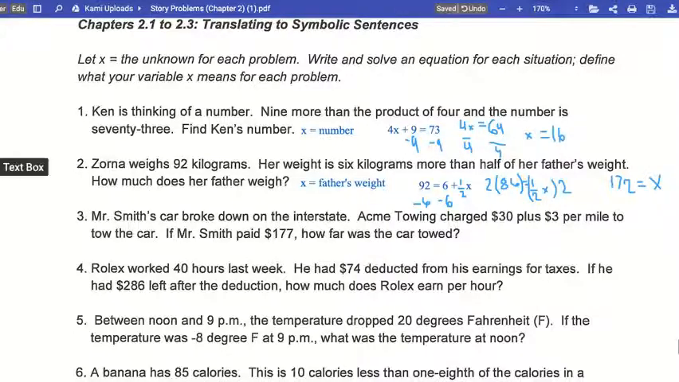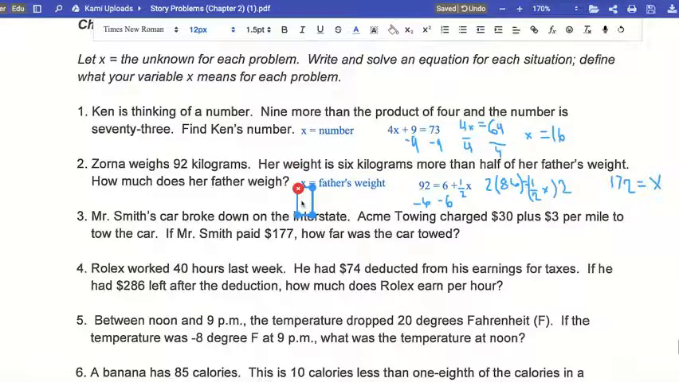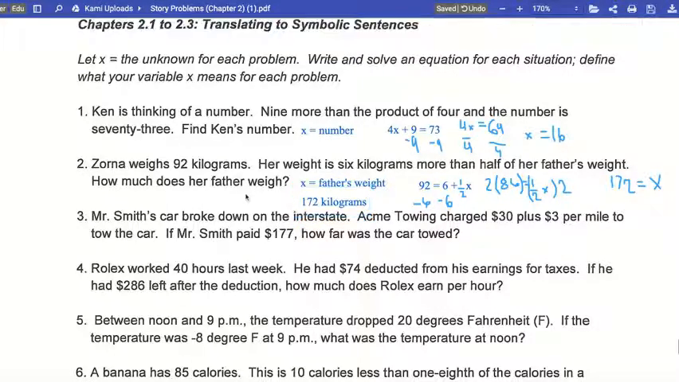Please also remember that we know her father's weight is 172. We can label this number as kilograms. And if you wanted to check your answer, you could substitute 172 back in for x and see if you get the correct answer. Same thing up here with 16. We could do 4 times 16 plus 9, and we should get 73 if you found the right answer.